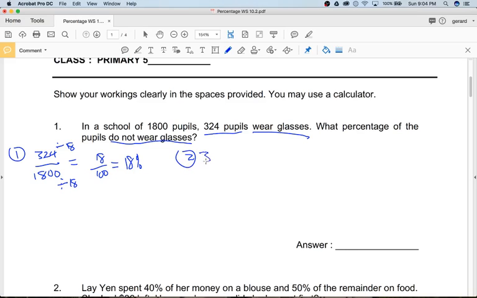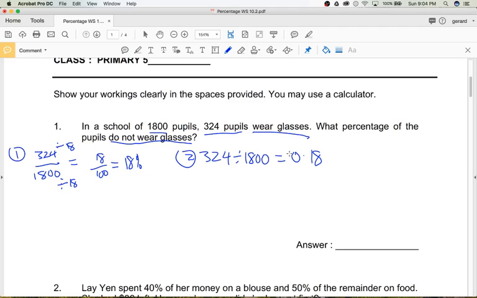Now the second method is if we're using decimals. So we take 324 divided by 1,800. You'll notice this is something like the unit method, where 1,800 is the total number of pupils, so it's like the total number of units that we have. If we draw 324 here with glasses, and the number of pupils who do not wear glasses here, both will add up to 1,800 units. So what we're trying to find is what is 1 unit. So 324 divided by 1,800 equals 0.18.